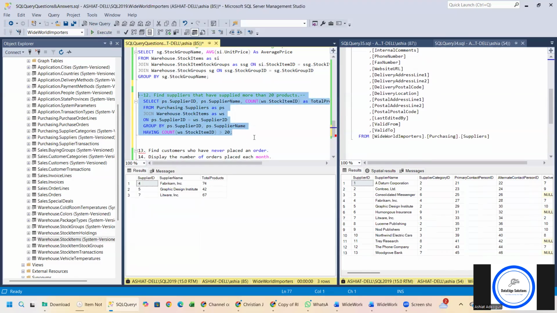So this is the result. Do you understand the query? Very well, good. I'm thinking, we are learning. Instead of using count here, can we use something else?